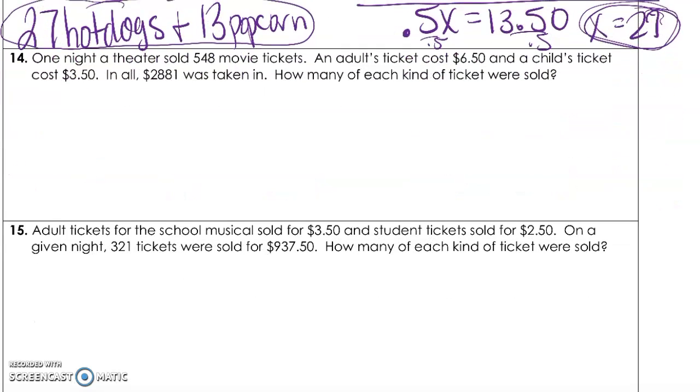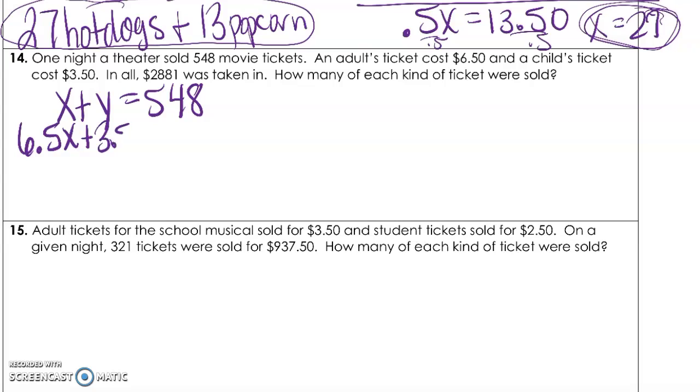All right, 14. This one sounds similar to some we've done before because we have adult tickets and children's tickets, but they don't tell us how many of each were sold. That's our job. We sold 548 tickets, so there were a total of 548 tickets. That doesn't deal with the money. Then the money deals with 6.50, and 3.50 for y, for a total of 2881. All of the money needs to go in one equation, and then your other equation will just be the total number of tickets.